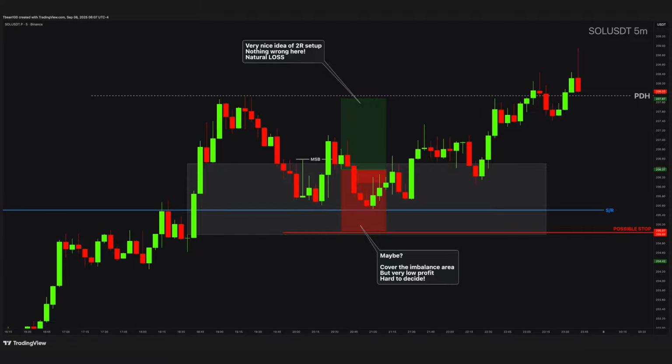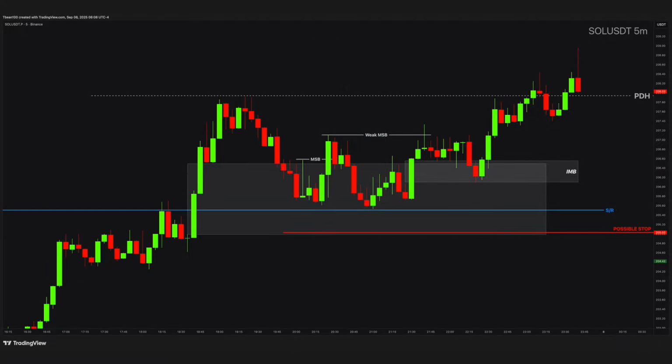Now let's imagine you did take that first trade and unfortunately got stopped out. It is not the end of the world. Then a second trade opportunity shows up, this time with a market structure break and imbalance forming inside the zone. At first glance, you can see that this 2-to-1 risk-reward compact setup worked out really well. However, even then, it might still be wise to cover that imbalance area.